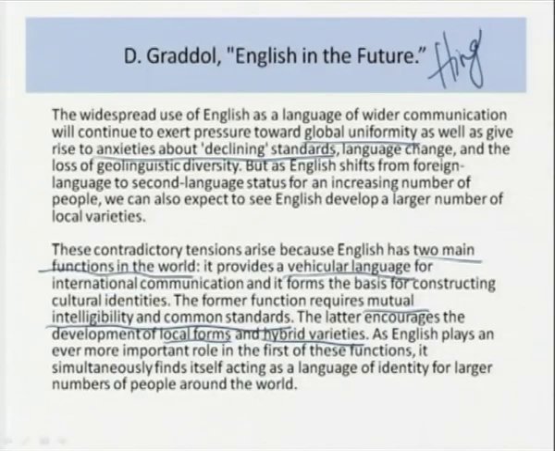For instance, Hinglish. You may have come across the term Hinglish, that is a mixture of Hindi and English. Many think Hinglish is going to take over English as we know it in India, at least in some parts of India. Now you have papers and books written on Hinglish. So that's a hybrid variety that Graddol is talking about.